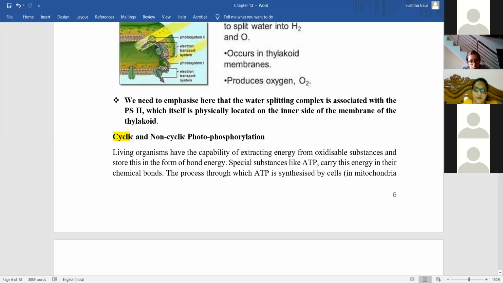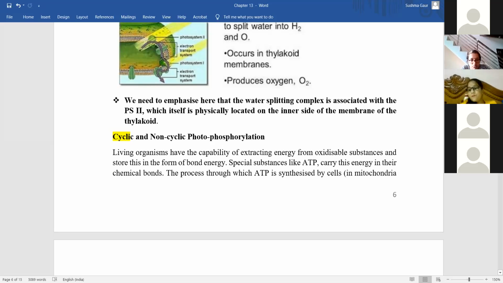Nicotinamide diaminotide phosphate is its full form, I think. That is nicotinamide adenine dinucleotide phosphate. It's very tough. The chemical structure is also given on Google. So, okay?